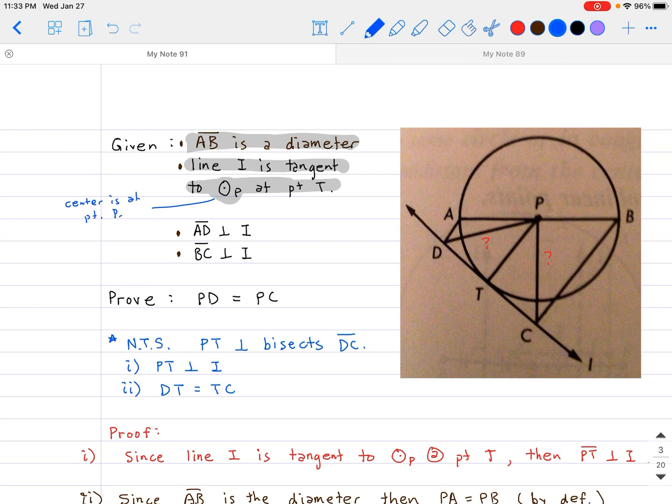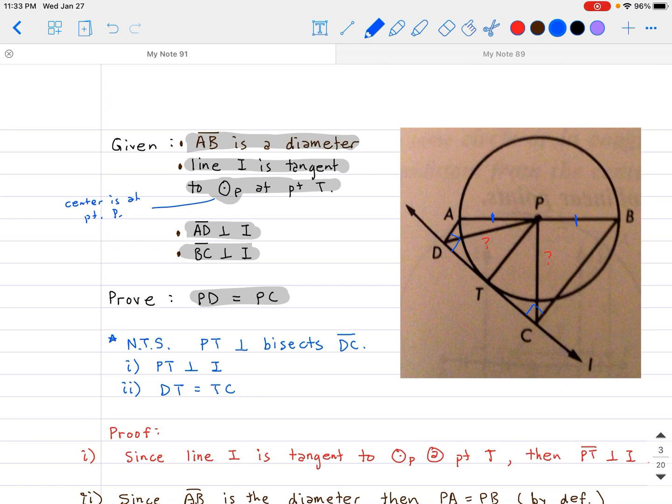All right, now let's go ahead and keep going. The next part says that AD is going to be perpendicular to l. BC is going to be perpendicular to l. And what I want to prove is that PD is equal to PC. So let's go ahead and maybe draw in some of the stuff so that you can see what's happening. AB is this diameter. So that means that this length AP is going to be congruent to PB, that length, because a diameter contains basically two radii by definition. Let's see. We also know that AD is going to be perpendicular to l. So that means that we have a right angle right there. And then BC is perpendicular to l.